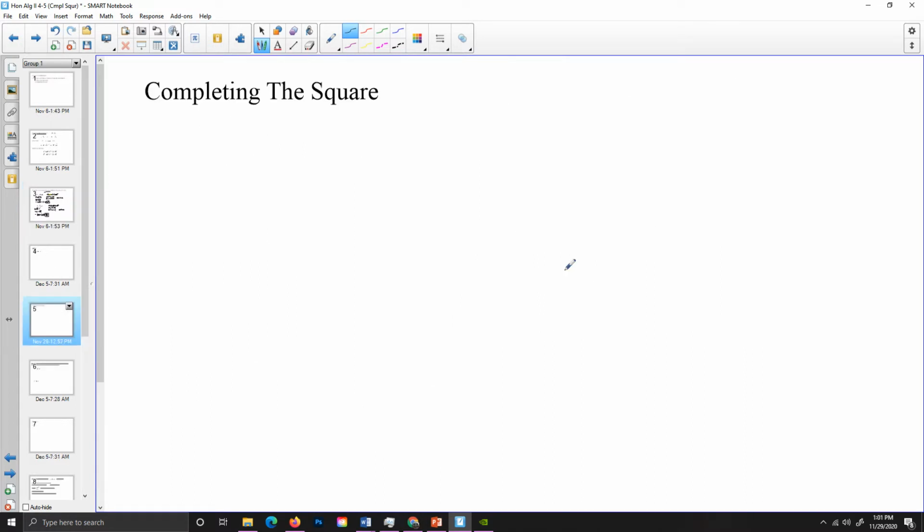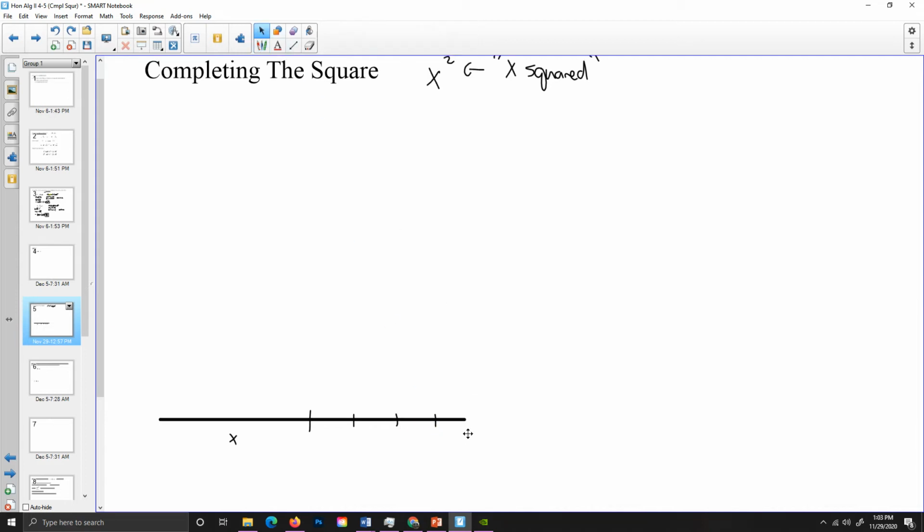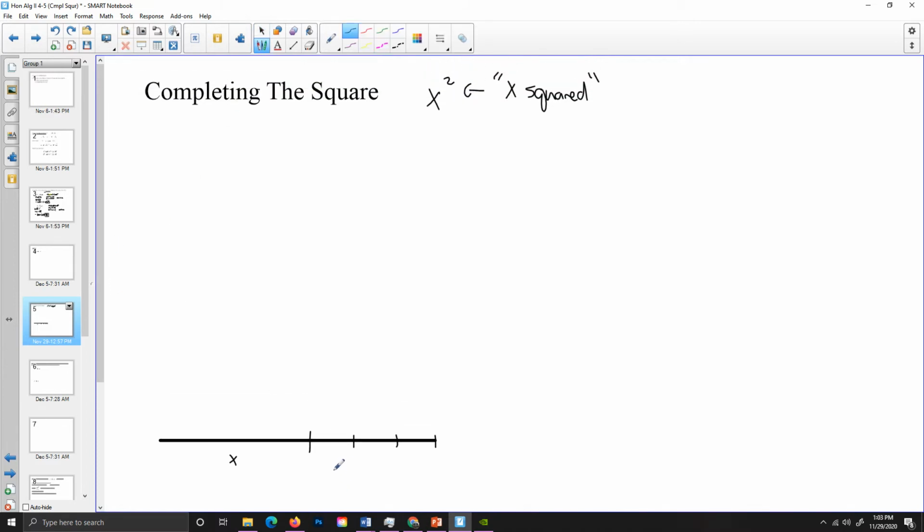So we have that. Now let's talk about completing the square. Whenever you see x to the second power, we say that it is x squared. Now there is a reason for that, and it's geometric in nature. If I take a segment and I mark off the first length of that segment and I call it x, and then I take 3 more lengths of that segment, let's move this down so that it fits. There we go. And I call each of those lengths 1 unit long. Then the length of this segment is x plus 3.